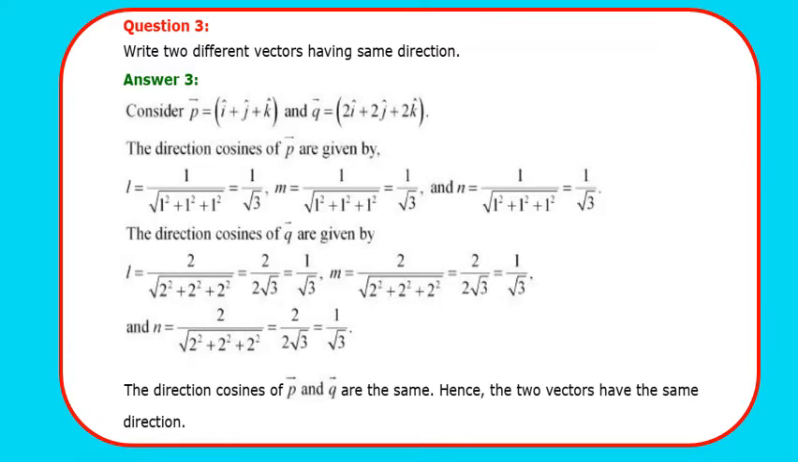Similarly, m is equal to 2 upon under root 2 square plus 2 square plus 2 square equals 1 upon root 3. And n equals 2 upon under root 2 square plus 2 square plus 2 square, which is equal to 1 upon root 3. So we can obviously see that the direction cosines of both the vectors p and q are same. Hence these two vectors have the same direction. Clear? So pause and note down the solution.